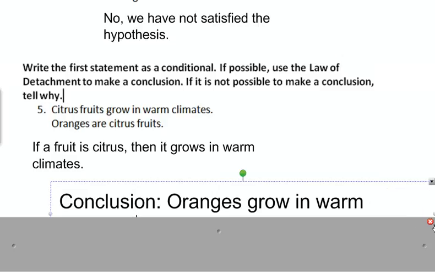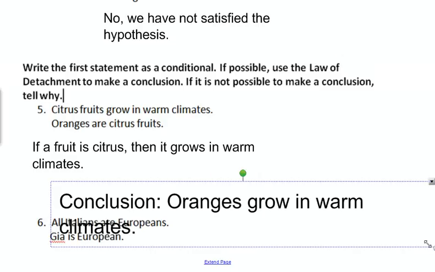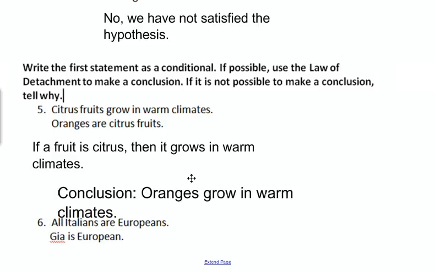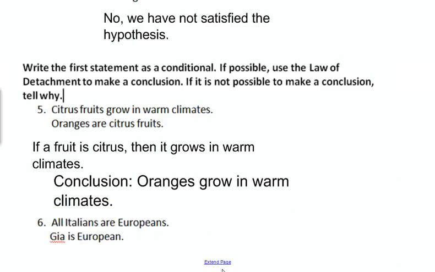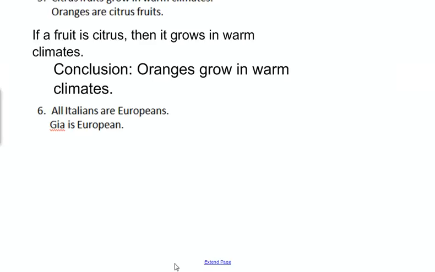All right, so that's what we're doing for this part. So what I'd like you to do is look at this number 6, this bottom one here. Try this on your own. Try to write it as a conditional statement and then look at what it's given. It says all Italians are Europeans. And we want to see if we can conclude something if we know that Gia is European. All right, go ahead and try that. You can pause it if you'd like.